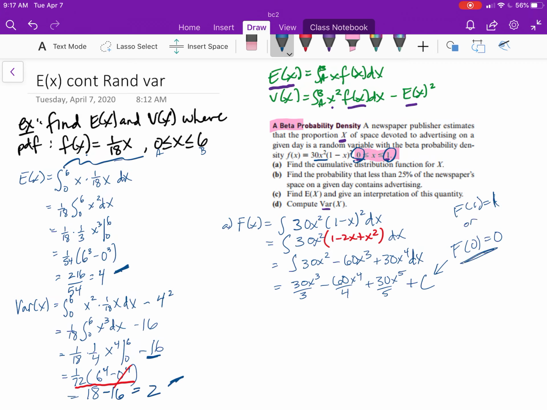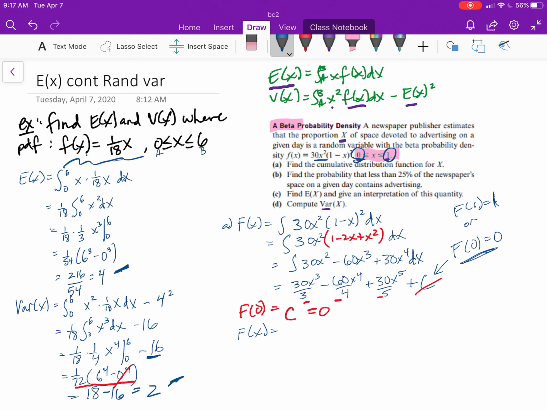It's just this one is much easier to use most often. So if I substitute 0 for x, I would get all of these are just 0. So I get c. But I know that that should equal 0. So therefore c is 0. And therefore c I don't even need in this cumulative distribution function because it is 0.